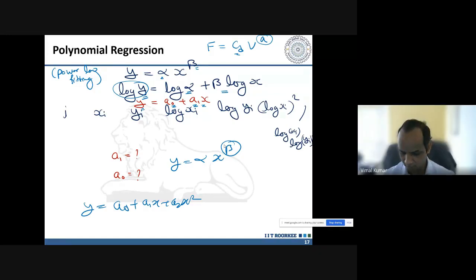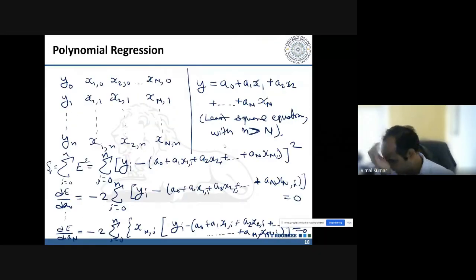So here, let's say I have another scenario. I have carried out some reaction in a reactor. I have measured concentration.